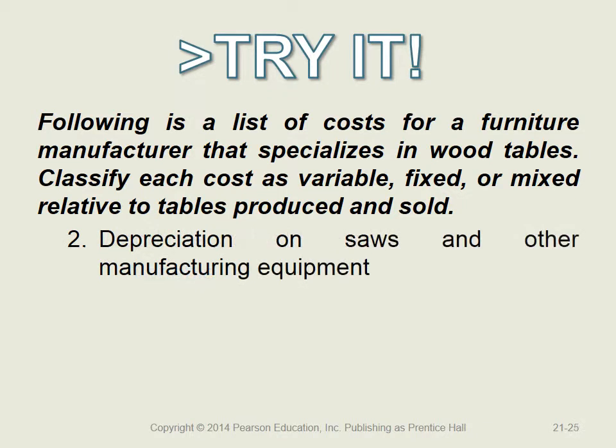variable. Number 2, depreciation on saws and other manufacturing equipment. Well, this one, within the relevant range, assuming you don't have to expand the company to produce whatever you want to produce, you've already bought the equipment, and that's not going to change whether you produce 10 or 50 of these. So this is going to be a fixed cost.